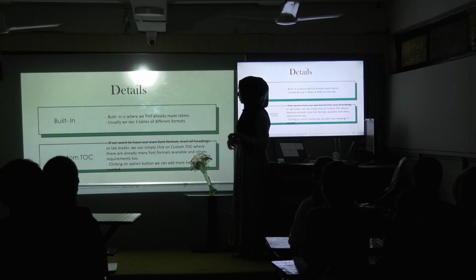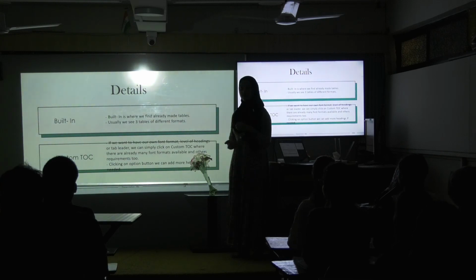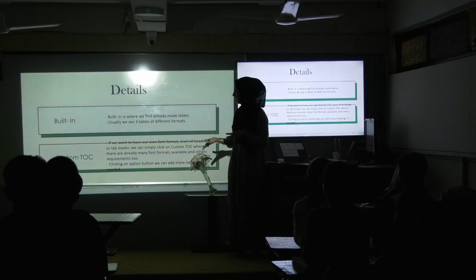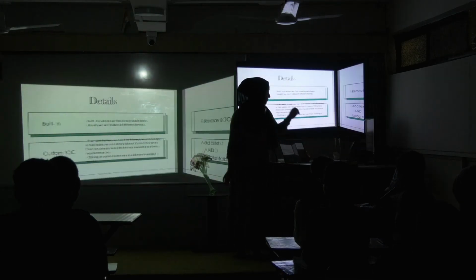We can simply click on custom table of content, where there are already many font formats available and other requirements too. Clicking on the options button, we can add more headings if needed. If I need more headings, I can click on the options button in custom table of content, and from there I can have my headings too.